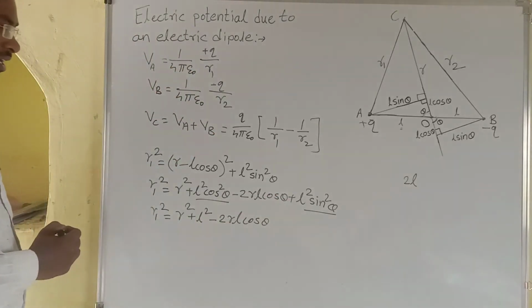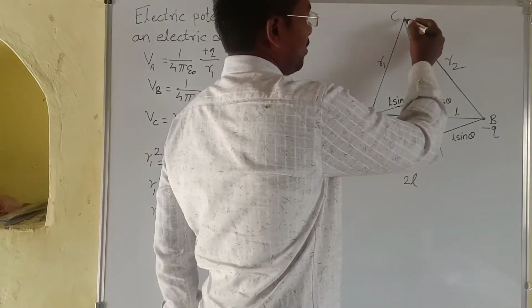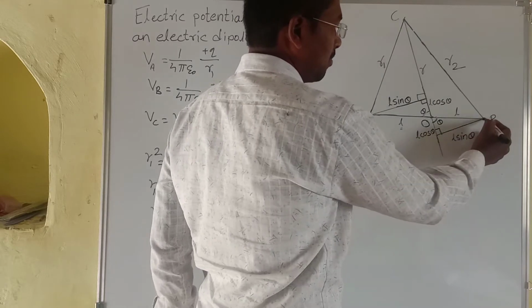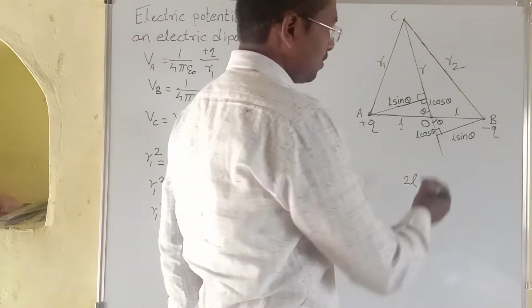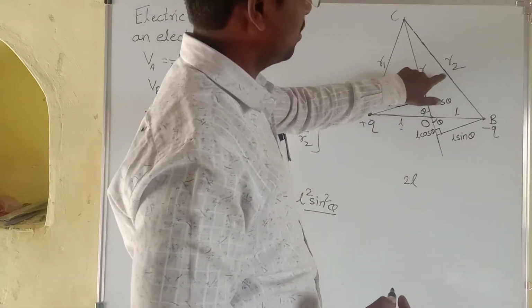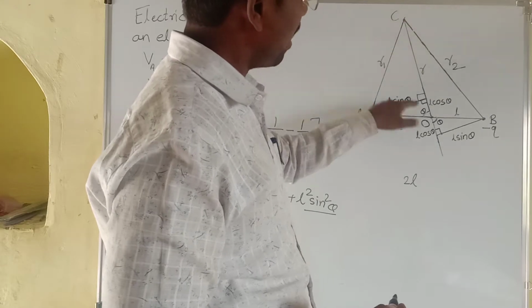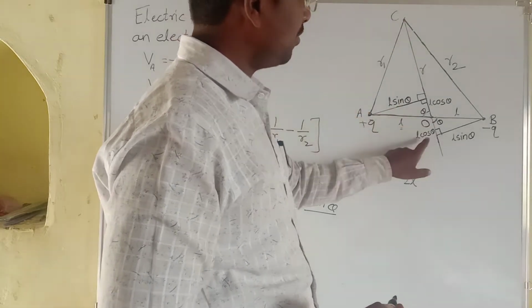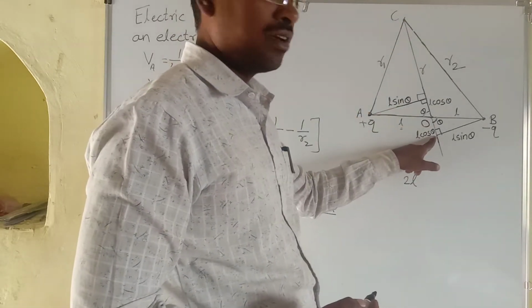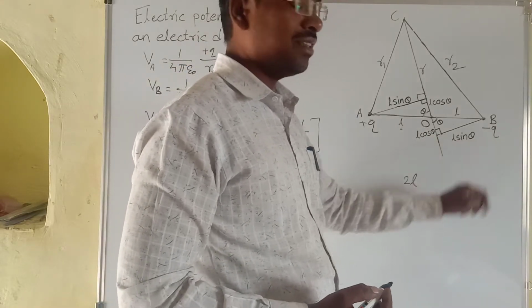Similarly, now consider the other right angle triangle, from C up to point B. In that right angle triangle, R2 is the hypotenuse, one side is the distance R plus L cos theta, and the other side is L sin theta.